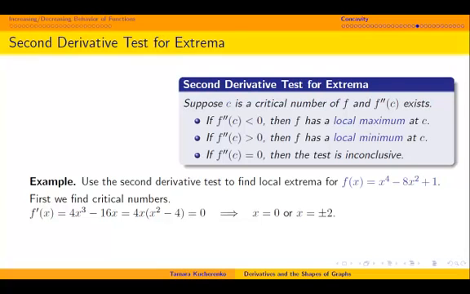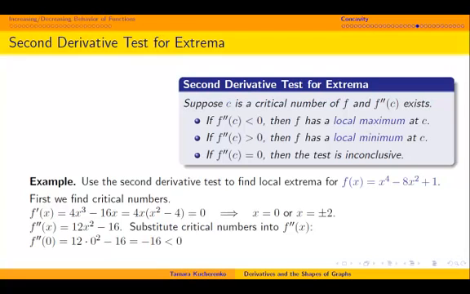To use the first derivative test, as we did before, we would draw a number line and analyze the sign of the first derivative at the test points. Instead, we use the second derivative test. We compute the second derivative, f double prime equals 12x squared minus 16. We substitute critical numbers into the formula for the second derivative. The first critical number is x equals 0. F double prime at 0 equals 12 times 0 squared minus 16 equals negative 16, which is less than 0.